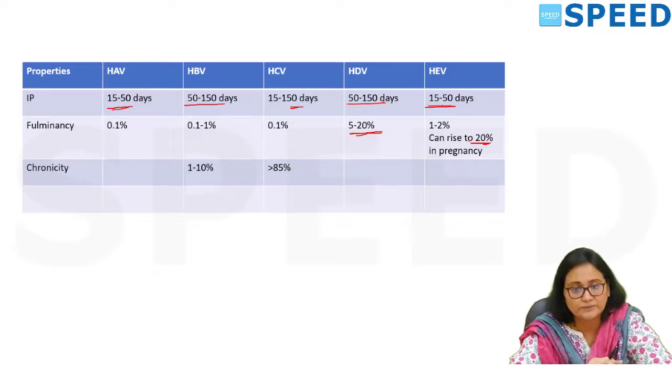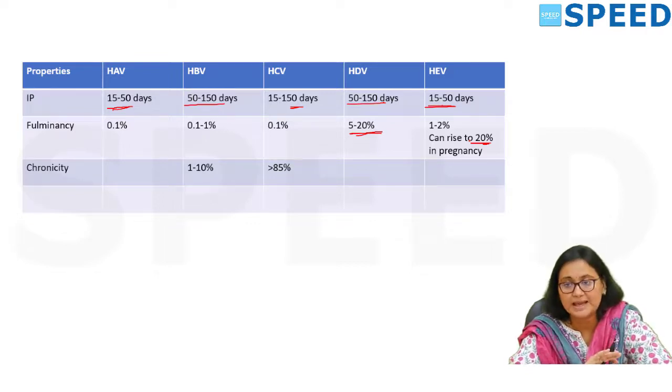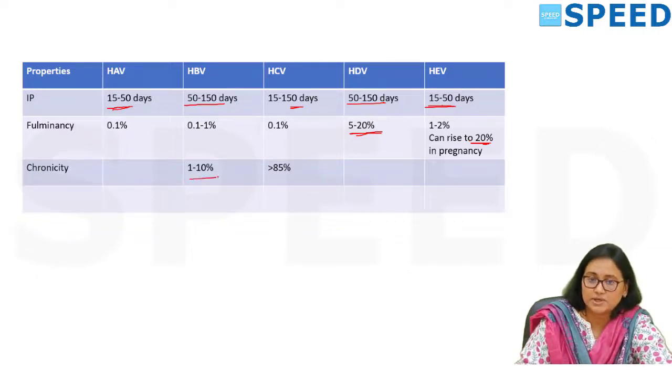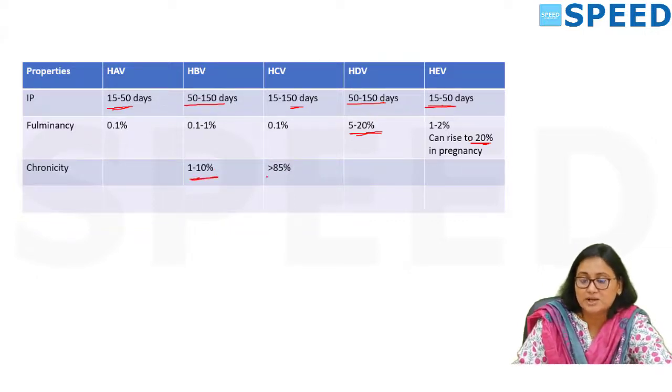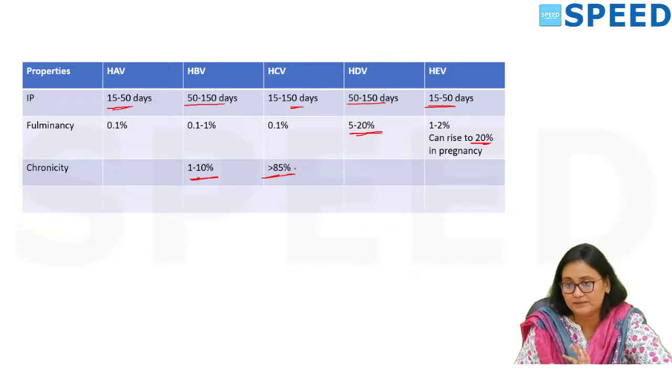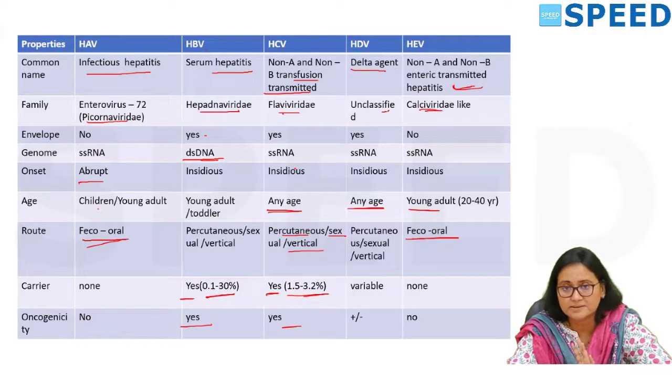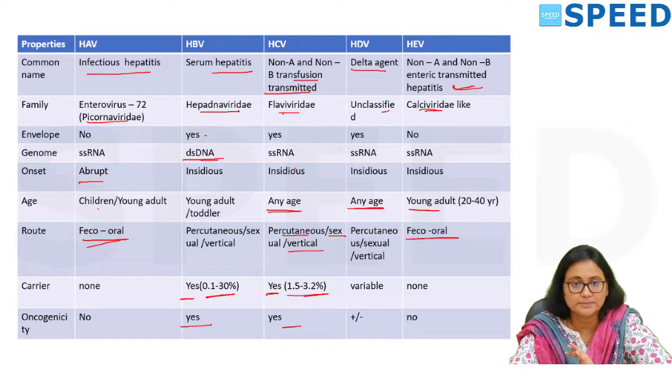Chronicity is a feature of hepatitis B and hepatitis C. Hepatitis B has 1 to 10% chances, whereas hepatitis C chances are more than 80 to 85%. So these are the different features of hepatitis viruses that you have to keep in mind, because this table will help you in solving MCQs. So try to remember this table.